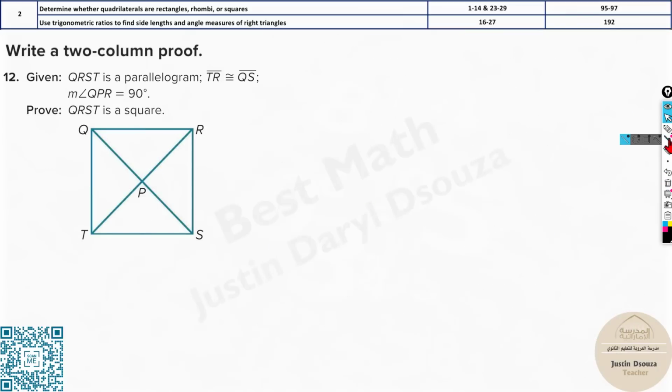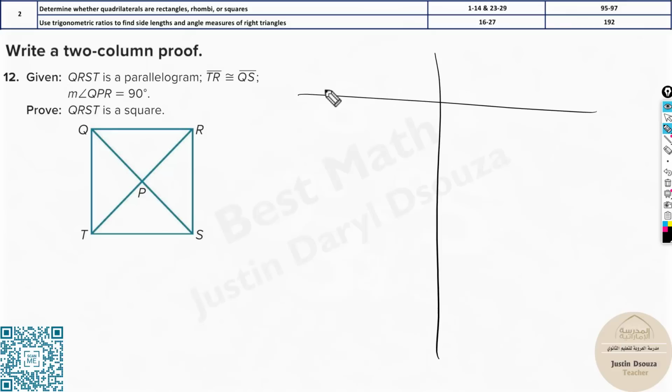It's another proving problem. Here they have told us this is a parallelogram QRST, and it looks like a square. They have given us that the line segments TR and QS are congruent to each other. Okay, the diagonals are congruent, that's very important. And they have told us QPR is also 90 degrees, and we have to just prove it to be a square.